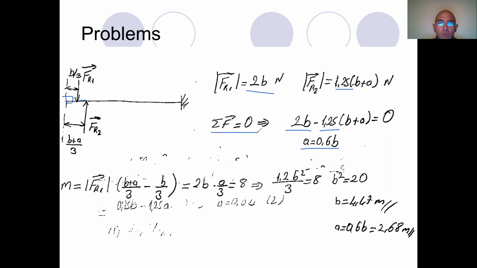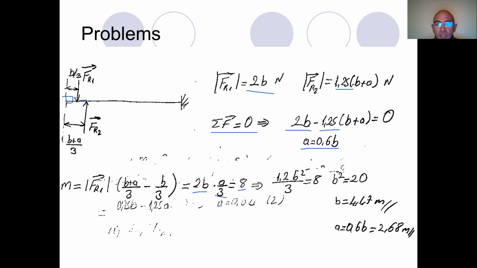This basically means that FR1 is equal to FR2, and they generate a force couple. And remember that the moment generated by the force couple is the magnitude of one of the forces multiplied by the distance between them. So if I write it, I know that FR1 is equal to 2B, right? B plus A divided by 3 minus B divided by 3 will give me A divided by 3. And it has to be equal to 8.